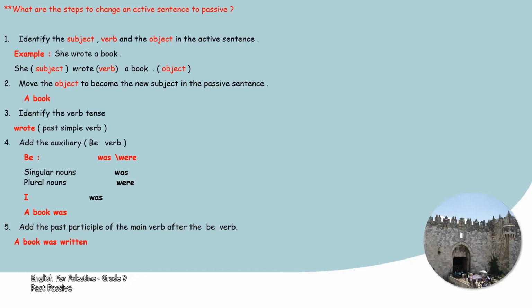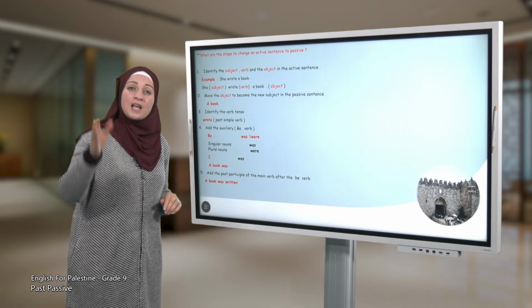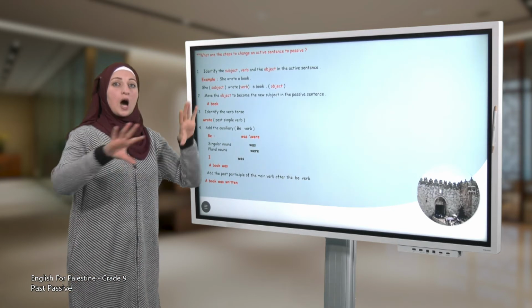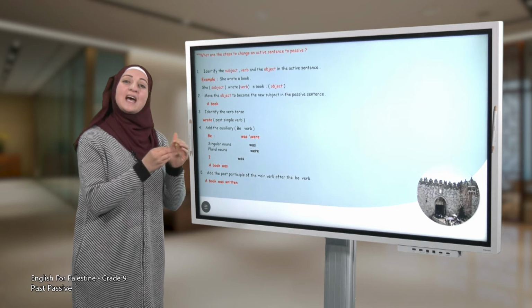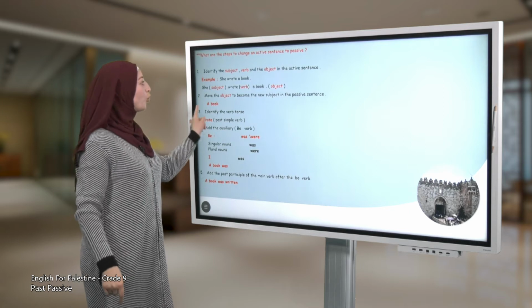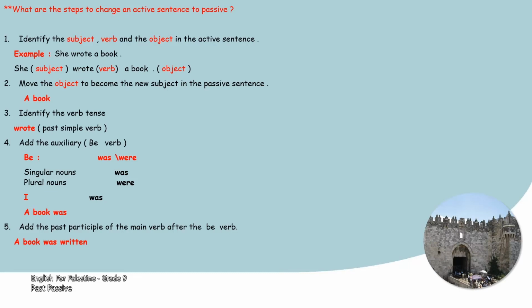Let's see the example. She wrote a book. Concentrate with this. She is the subject. Wrote is the verb. A book is the object. So this is the step number 1. I identify the subject, the verb, and the object. Step number 2. I will move the object in the active sentence to be the subject in the passive sentence. Where's the object? The object is a book, so I will bring a book.